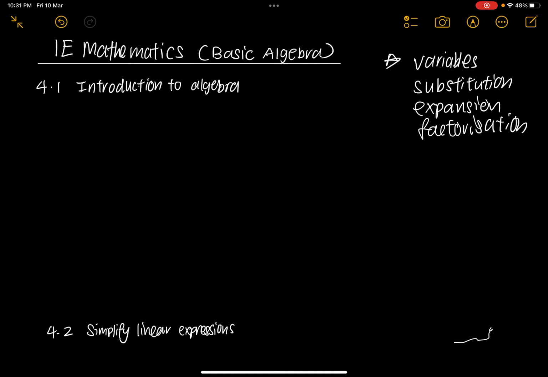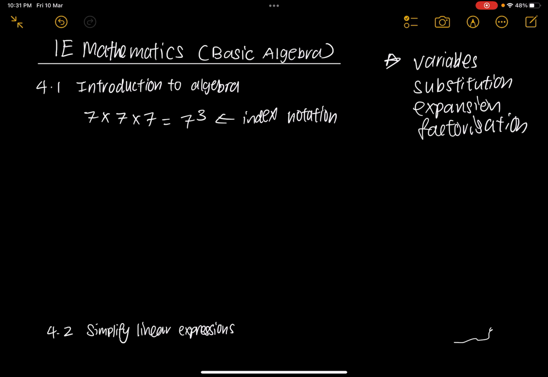Now we are going to be learning something called index notation. So if I have 7 times 7 times 7, it's 7 to the power 3, correct? So basically that's called index notation. Okay, very simple.